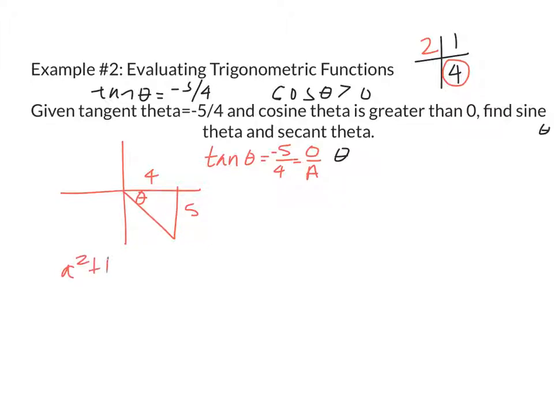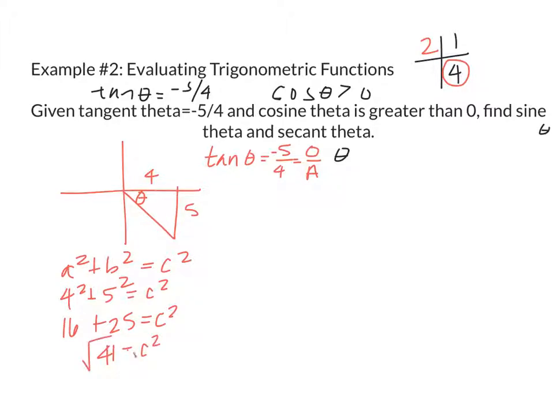So a squared plus b squared equals c squared. A is 4, b is 5. So 4 squared is 16, 5 squared is 25, equal to c squared. 16 plus 25 is 41. So that means c will be equal to the square root of 41. So the square root of 41 is our c value. Okay, from there, all we need to do is answer what is sine and what is secant.